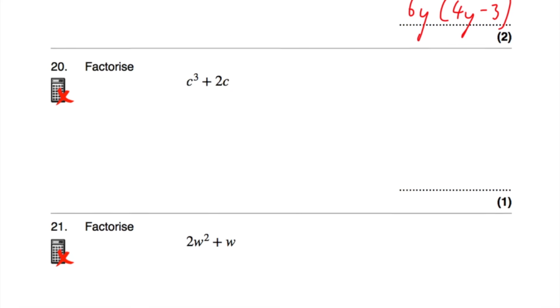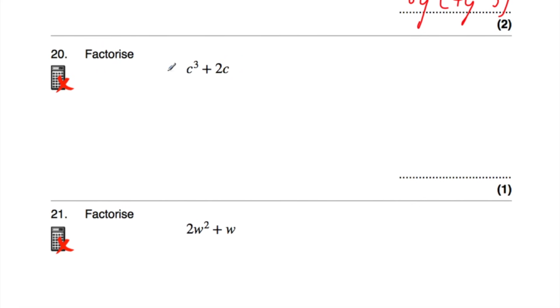Okay, let's have a look at our next question. Question number 20. Question number 20 says factorise c cubed plus 2c. Well, as you can see here, we've got c cubed and we've got 2c. Both of these terms have both got c's in them. So let's take c out as a factor, a common factor, and then open up our brackets and divide both of the terms by c.